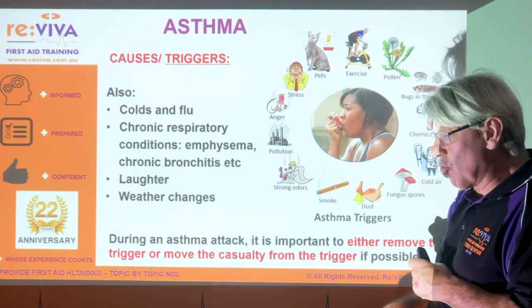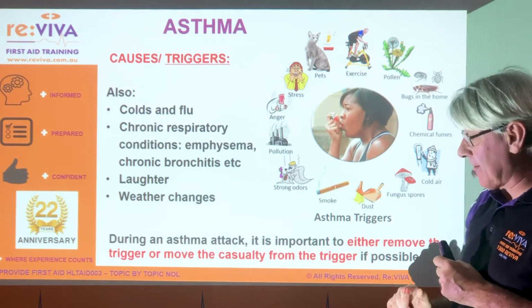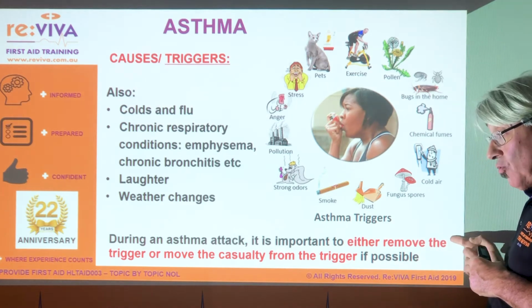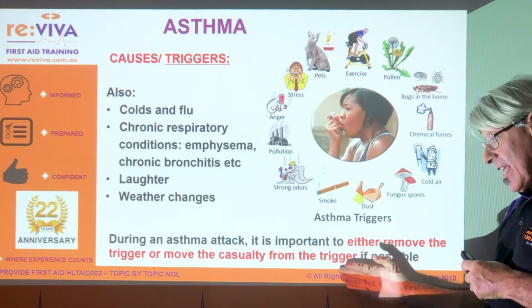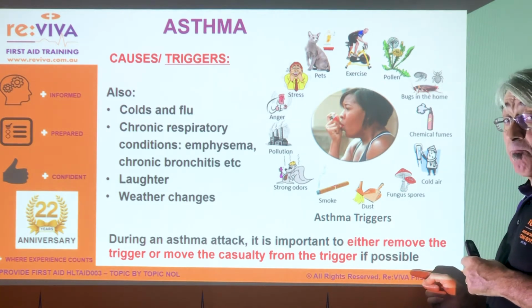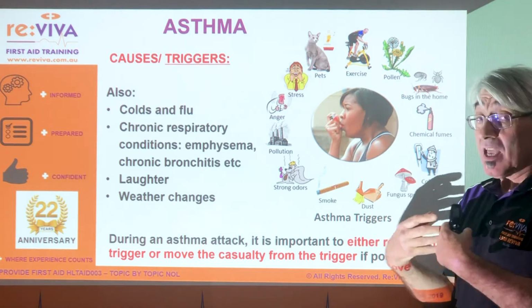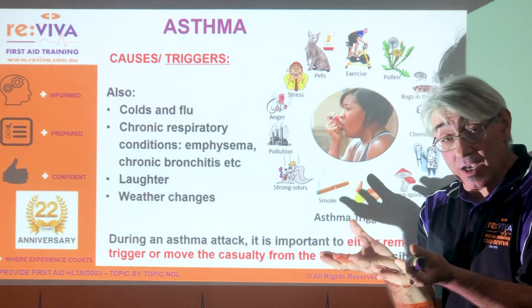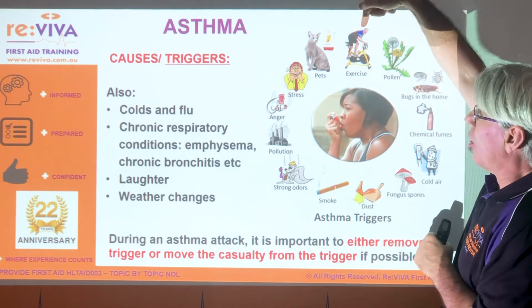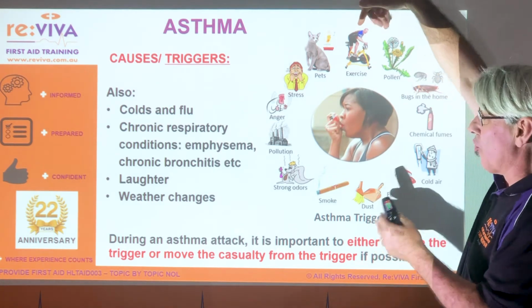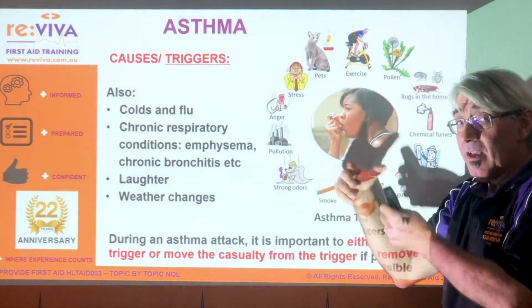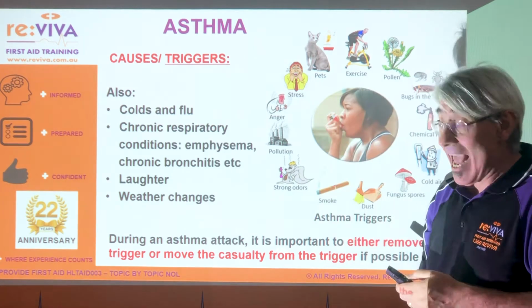Now, it is important that during an asthma attack, you either remove the trigger or move the casualty from the trigger if possible. So, for example, if I'm an exercise-induced asthmatic, then I would stop the exercise, or I would remove myself out of the pollution, out of the trigger if I can.